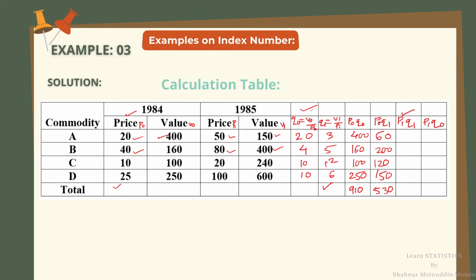Next column is P1 Q1, price in current year, quantity in current year, means 50 into 3, 150, 80 into 5, 400, like that. 240, 600, total is 1390. And last column is P1 Q0, price in current year into quantity in base year, 50 into 20.